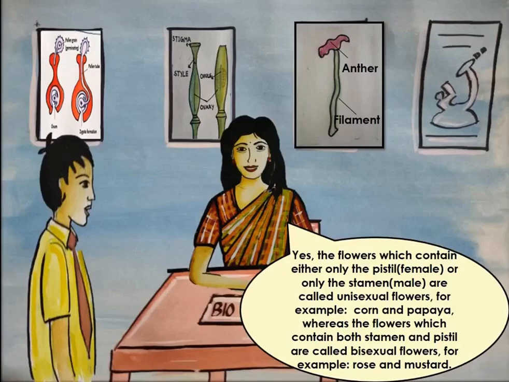The flowers which contain either only the pistil or only the stamen are called unisexual flowers, for example, corn and papaya, whereas the flowers which contain both stamen and pistil are called bisexual flowers, for example, rose and mustard.